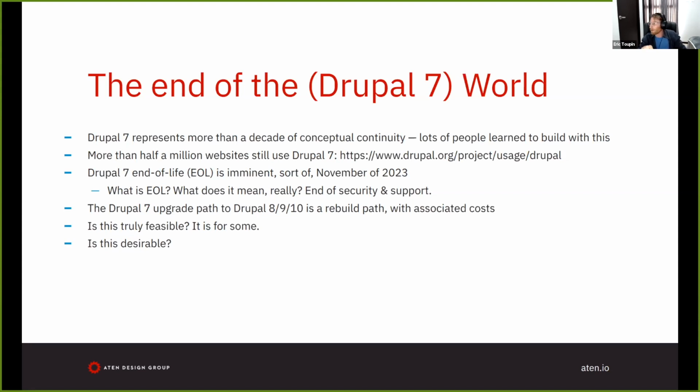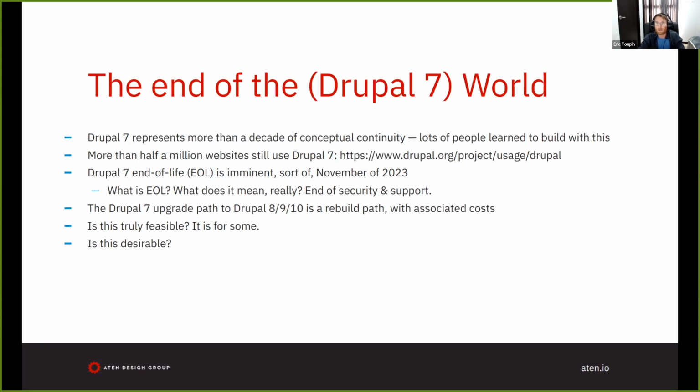Now, you can check out that number at drupal.org/project/usage/Drupal. And that actually fluctuates a little bit day to day. And I think most recently it's reading somewhere around 450,000 people still on Drupal 7. So Drupal 7 end of life is imminent, sort of, in that it already kind of happened, was extended, and may get extended again. What exactly is end of life? Probably a lot of people in this room are familiar with the term. If you're not, that basically just means that security support ends for Drupal 7. So there's no team looking for and fixing security problems.